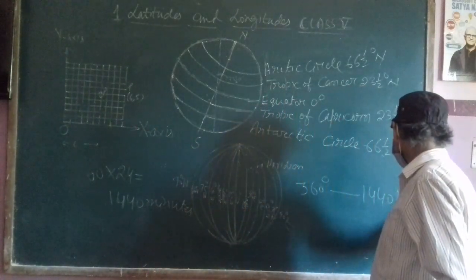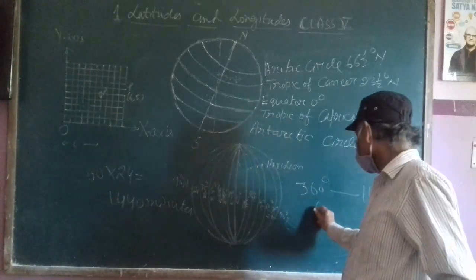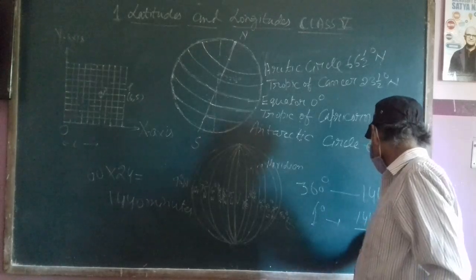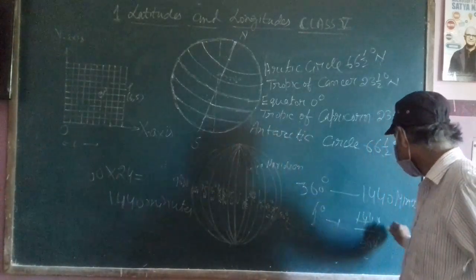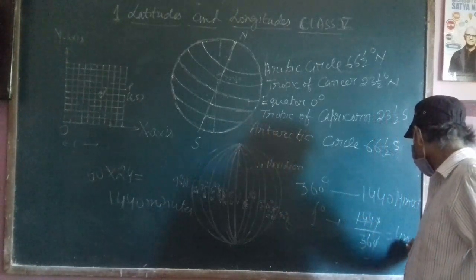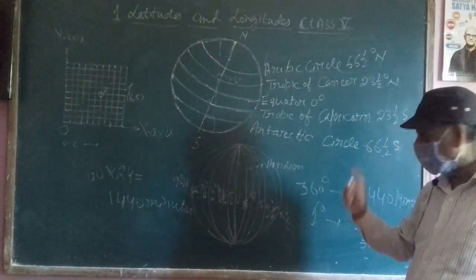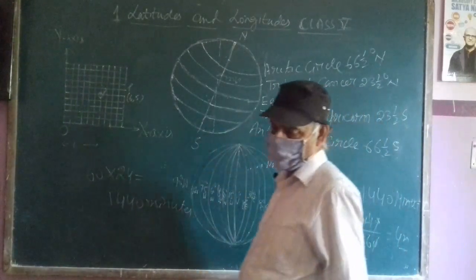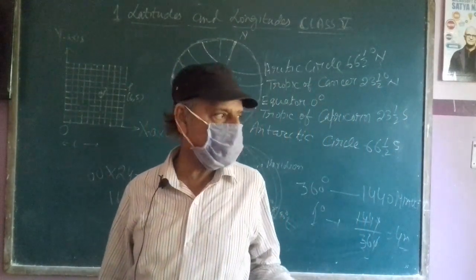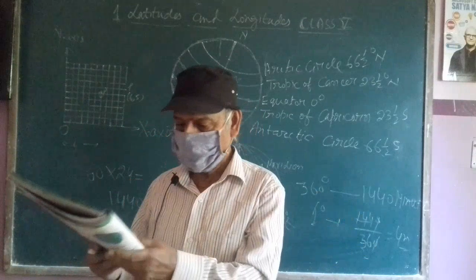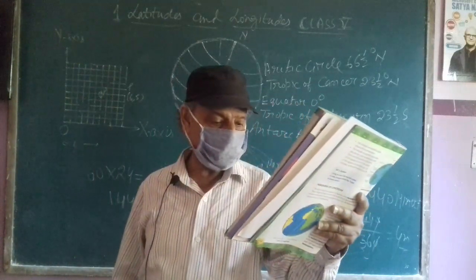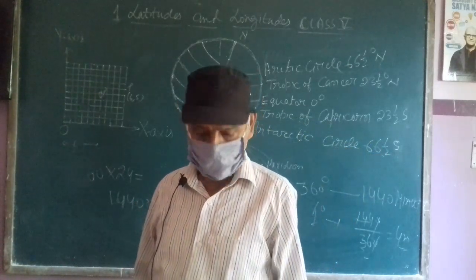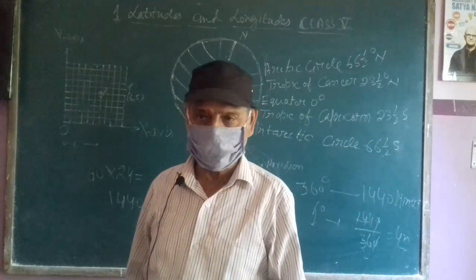For 1 degree rotation, the Earth takes 1440 upon 360. This comes out to 4 minutes. So, to rotate 1 degree, the Earth takes 4 minutes. So, we can tell the time of any place with the help of this. We have to multiply the longitude by 4 minutes to get the time at a place with respect to Greenwich Mean Time. I will tell you in another class in a detailed way.